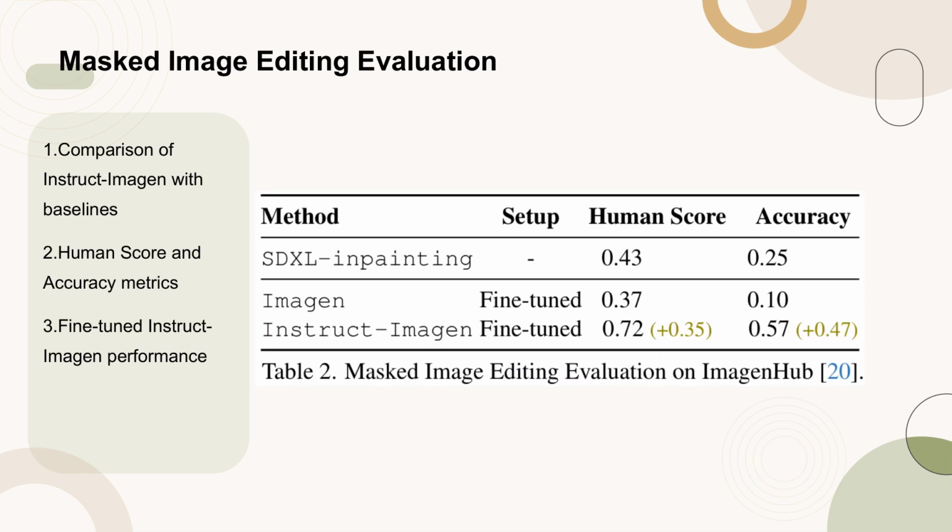Table 2 presents the evaluation results of masked image editing on the Imagen Hub benchmark. It compares the performance of Instruct-Imagen with various baseline models, focusing on human score and accuracy metrics. The table highlights the improvements achieved by fine-tuned Instruct-Imagen, demonstrating its superior performance in image editing tasks.